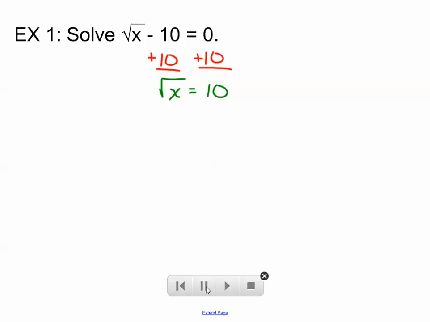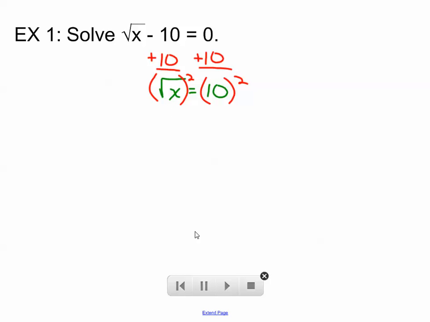Okay. Now, here's where the new thing kicks in. What are we going to do to get rid of that square root sign? What's the opposite of taking the square root of something? Well, the answer to that question is to square it. The opposite of squaring something is taking the square root of it, and the opposite of the square root of something is the square of it.